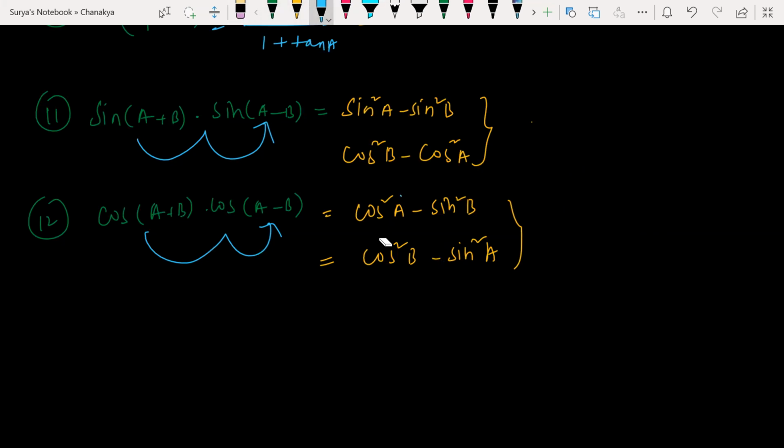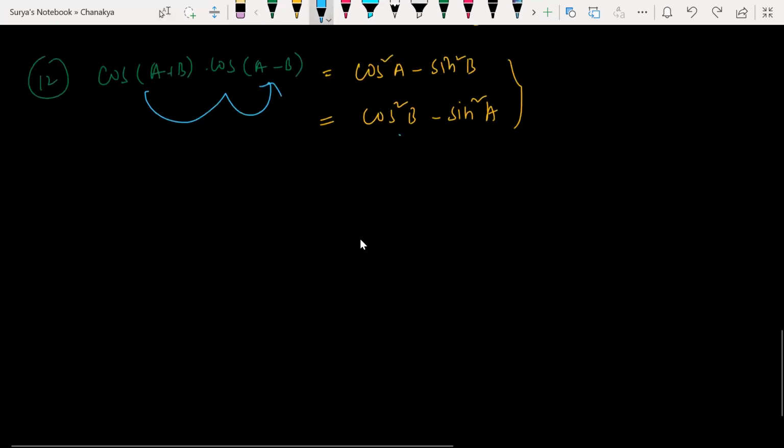So cos square A minus sin square B. Here, zigzag again: A will come here, B will come. So for the second formula, I need to start with cos square B minus sin square A. Clear? Yes, sir. Hope it is clear how you can remember it in an easy way. So this is how you can remember these formulas. Next, the 13th one.